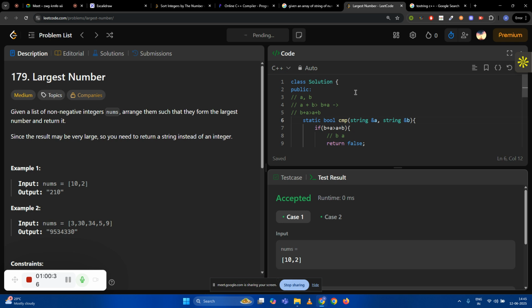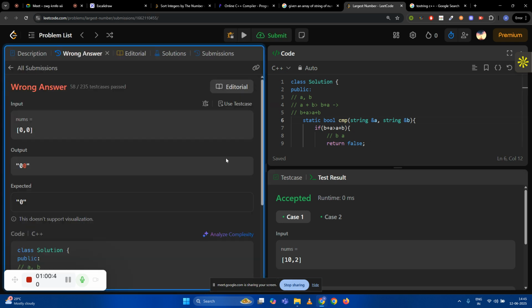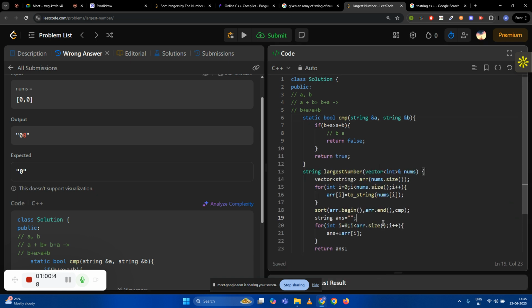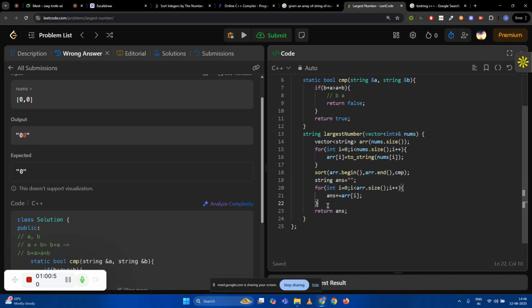Now let me summarize it. What happened? Okay, in case of 0, 0, we need to return just 0. This is the edge case that we did not get. So you can handle it here only. Bool is0 is equal to false.